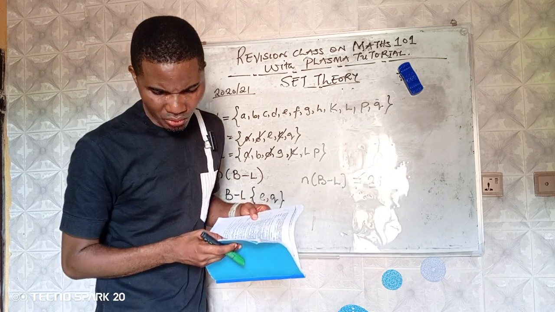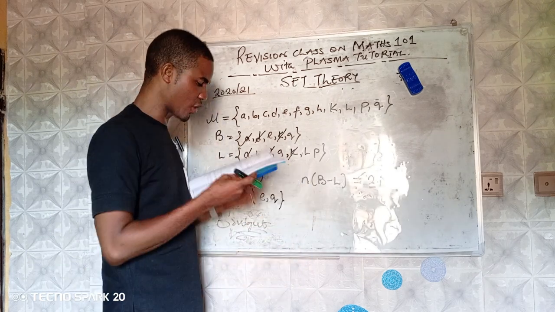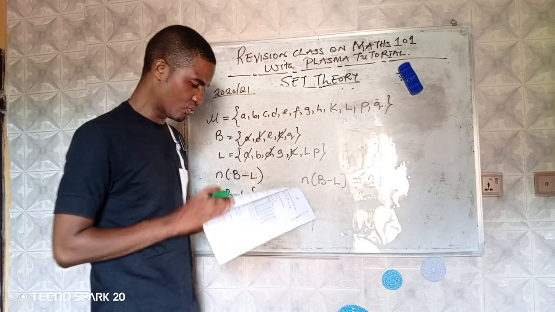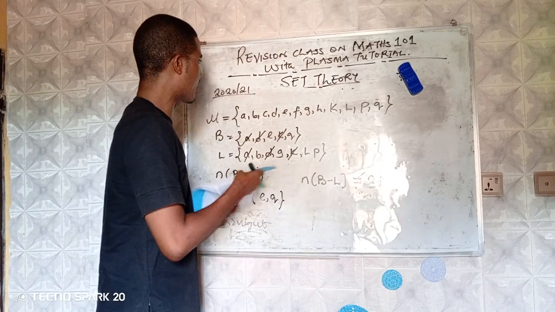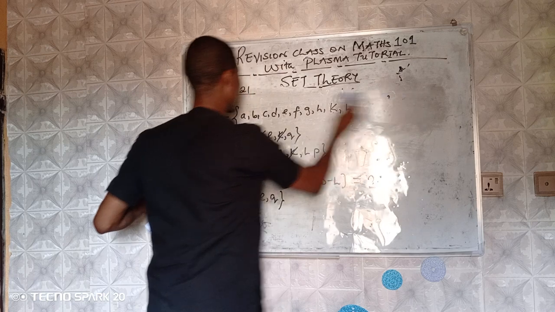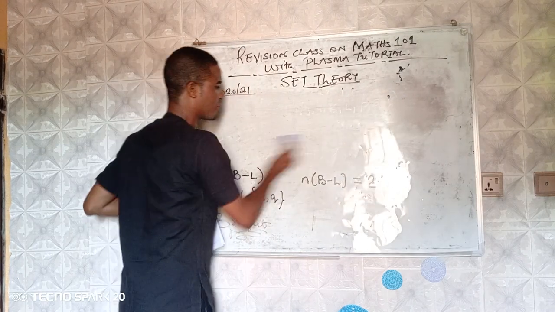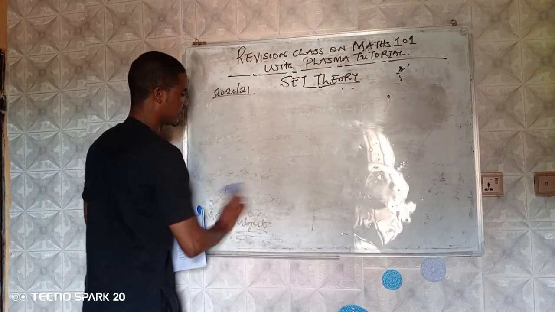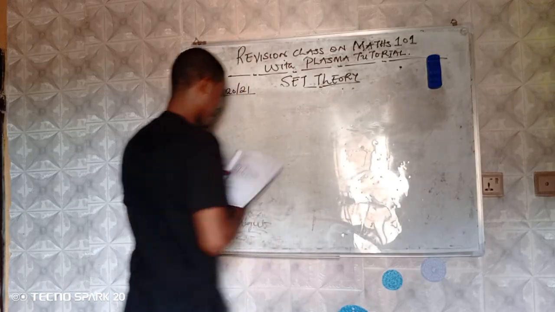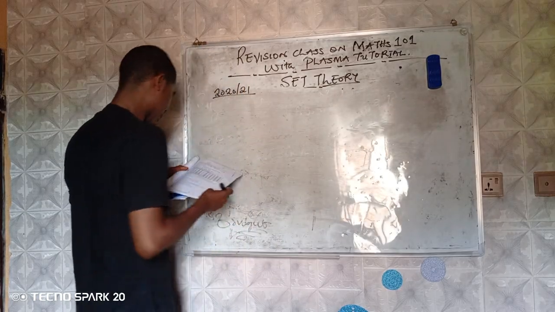Then we go to another question. Section B, question number two in 2020-2021. We have section B, question number two. Those are the questions that came out in set theory for that year. Look at question number two.